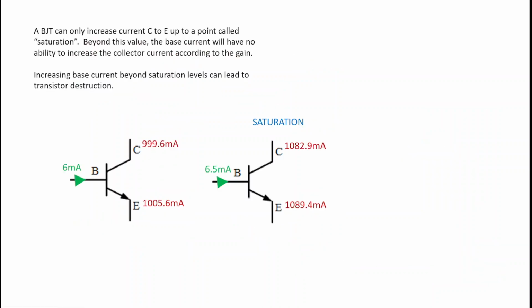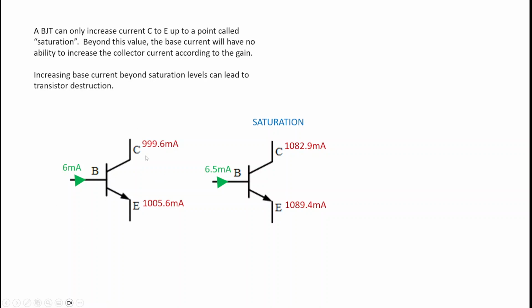A BJT can only increase current C to E up to a point called saturation. Beyond this value, the base current will have no ability to increase the collector current according to the gain. So increasing base current beyond saturation levels can lead to transistor destruction.